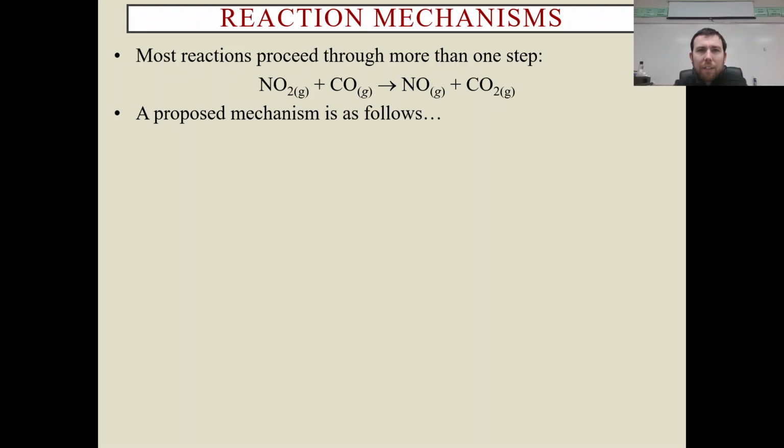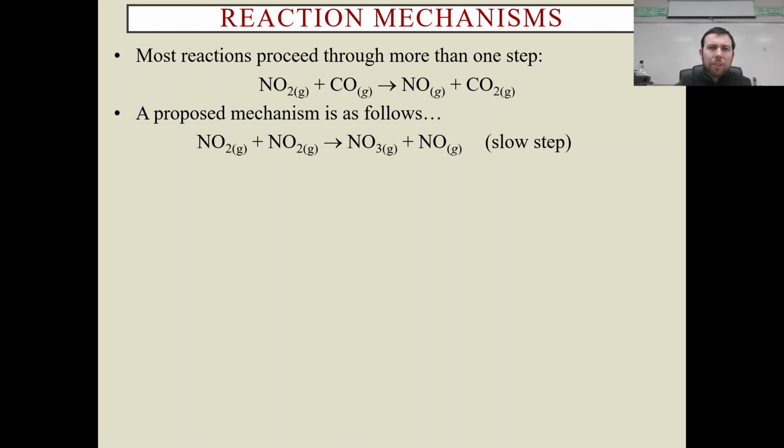And let's say that you're given the following mechanism. You're told this is how this reaction occurs, right? This is how we go from reactants to products. And so with the first step, there's two nitrogen dioxide molecules that react to form a nitrogen trioxide and a nitrogen monoxide, and it gets designated as the slow step. All right, remember that's your rate determining step, right? And then there's a second step where nitrogen trioxide reacts with carbon monoxide to produce nitrogen dioxide and carbon dioxide, and that's designated as a fast step.